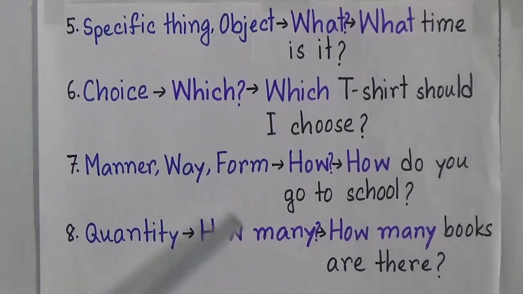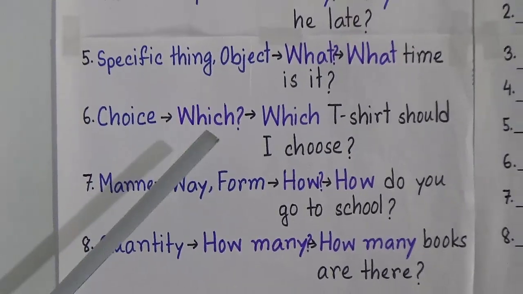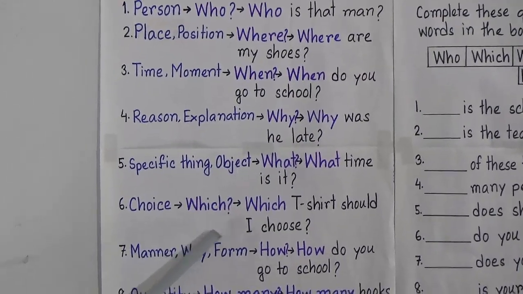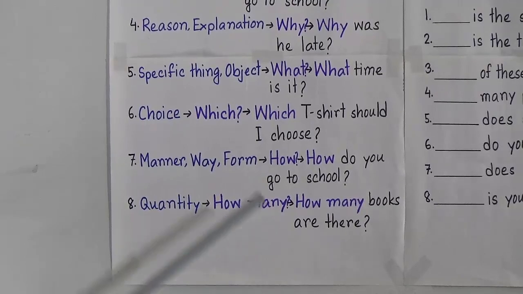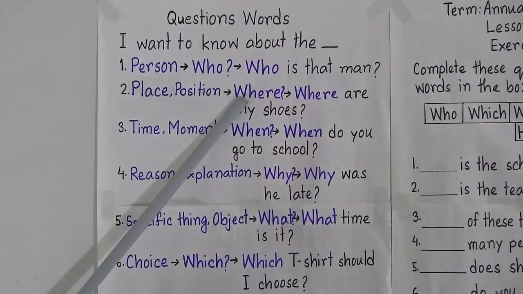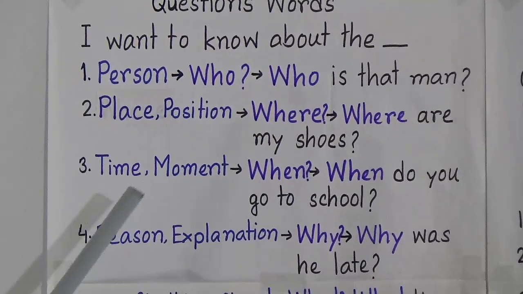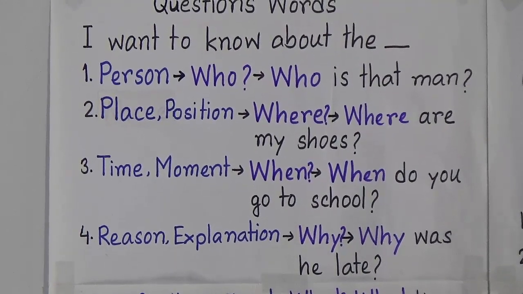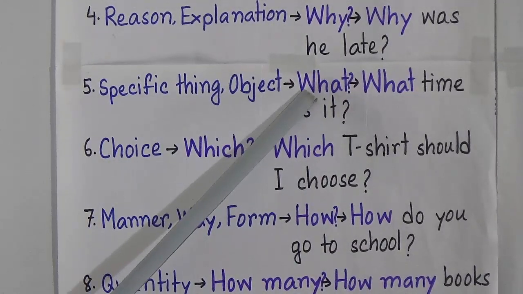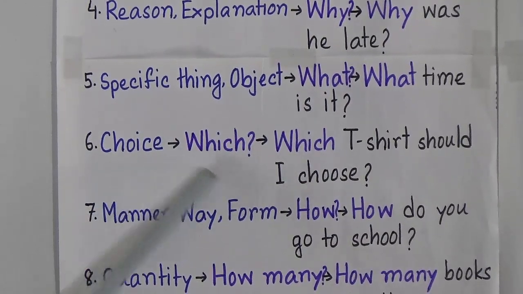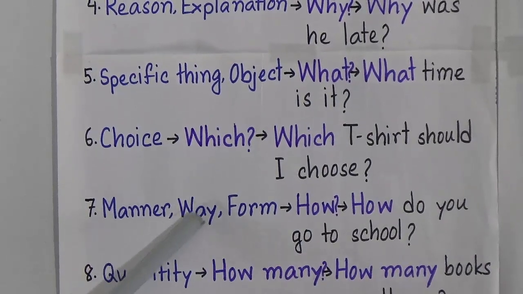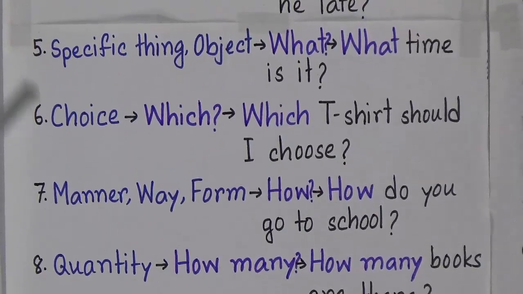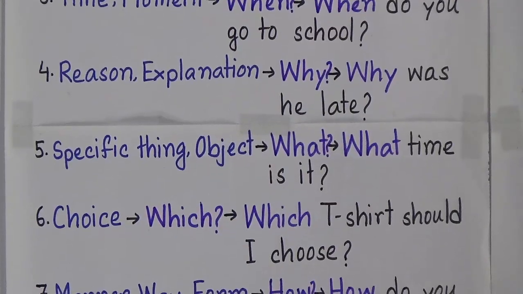So these are the question words. We use these words to ask questions. And what are they? Who, where, when, why, what, which, how many. Who is used for person, where is used for place or position, when is used for time or moment, and why is used for reason or explanation or cause, and what is used for a specific thing or object, and which is used for a choice or alternative, and how is for manner, way or form, and how many is used for quantity. So if you want to know about these things, you will use these question words.